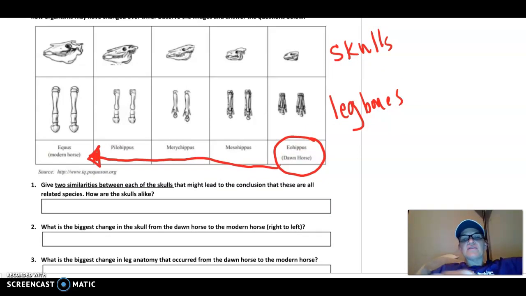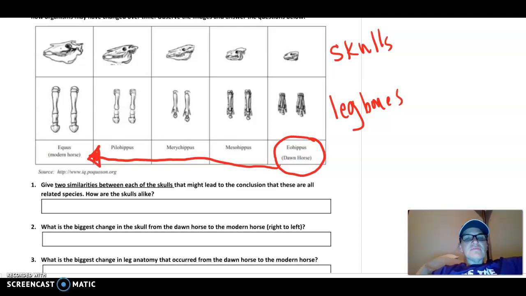So you're going to take a look at the 5 skulls and you're going to look for structural similarities that you can see. Maybe it's an overall shape, maybe it's a specific bone structure or something on the actual skull. Anything that you can see there. Identify 2 similarities that you see in all of them. They don't have to be exactly alike either.